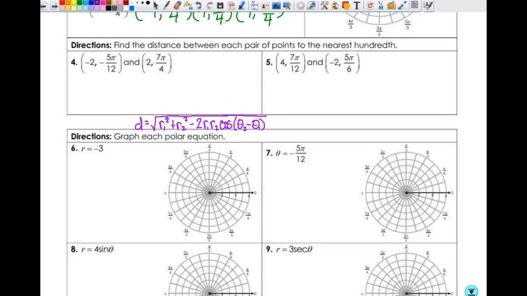So when I substitute all that in here, that is going to give me D equals the square root of -2 squared plus 2 squared minus 2 times -2 times 2 times the cosine of 7 pi 4ths minus a negative 5 pi 12ths. And then you can just put all that in your calculator all at once. As long as you do it correctly, you are good, and you will get that D is equal to 3.86.